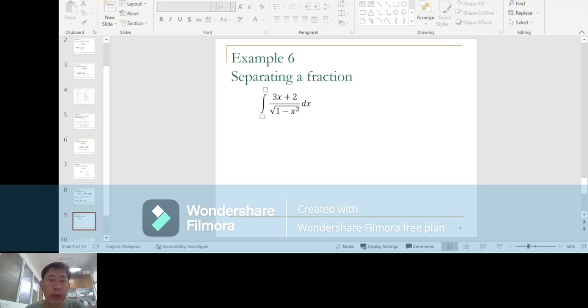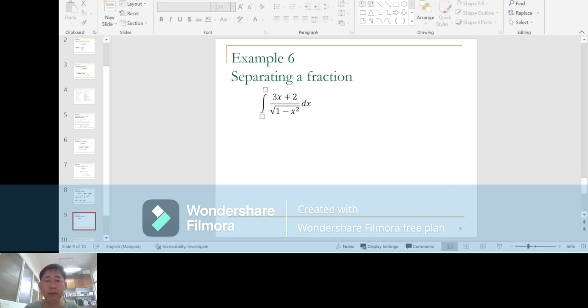In this video, we are going to discuss example 6, separating a fraction. As you can see on the screen, the function to be integrated is a fractional function where the numerator has two terms, 3x and 2, while the denominator is the square root of 1 minus x squared.